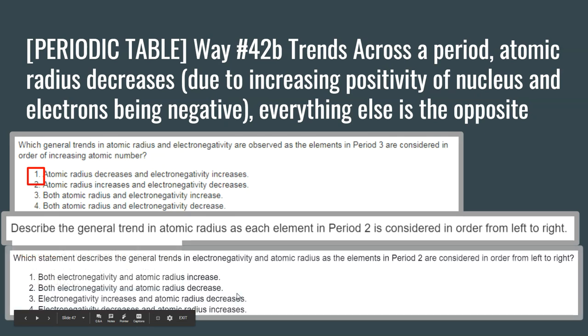Which statement describes the general trends in electronegativity and atomic radius as the elements in period 2 are considered in order from left to right? Same question, just asked a different way. The correct answer is 3. Electronegativity increases across a period, whereas the atomic radius decreases.